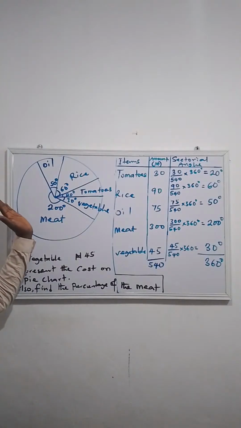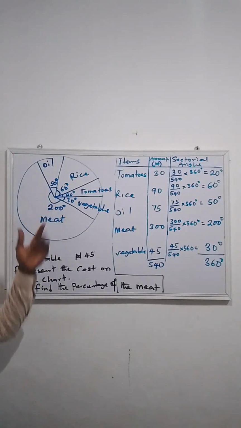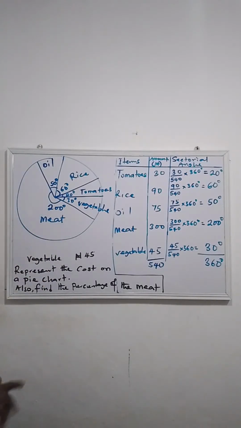So it's going to look like this, right? So once you make use of your compass and your protractor, you have a perfect chart. All right, I hope you understand that.